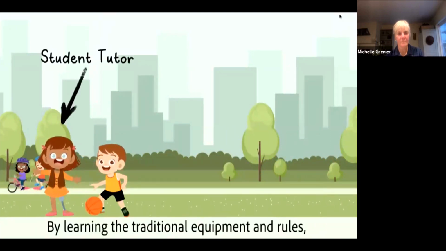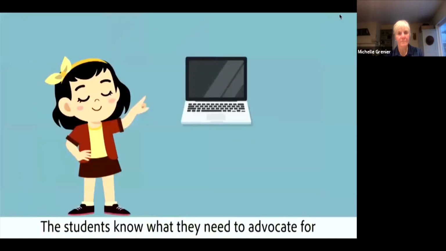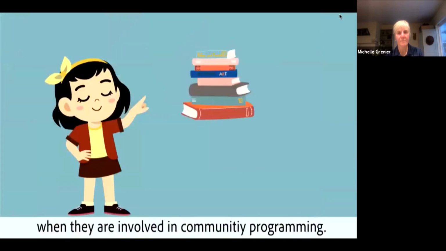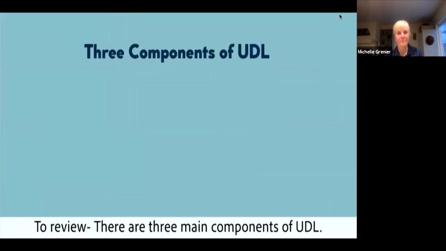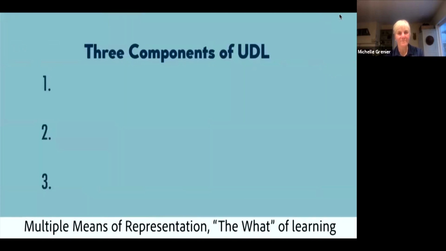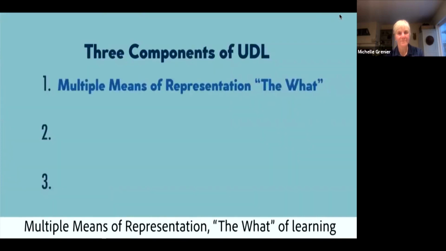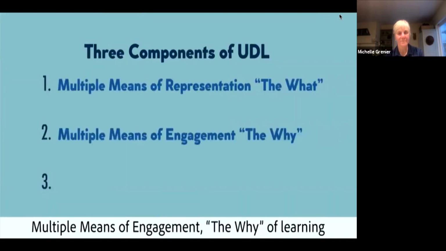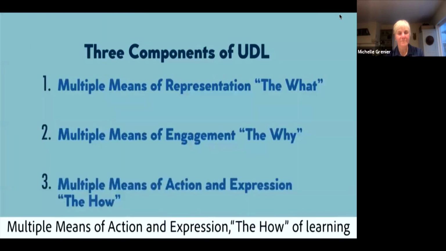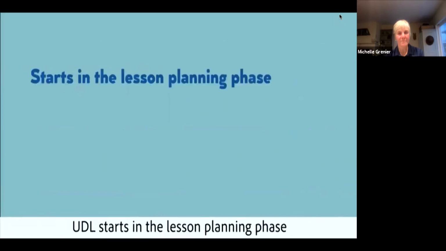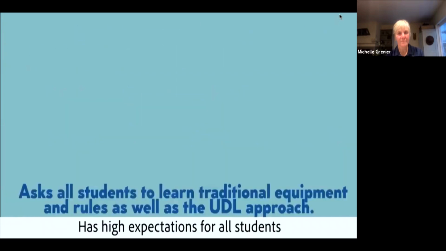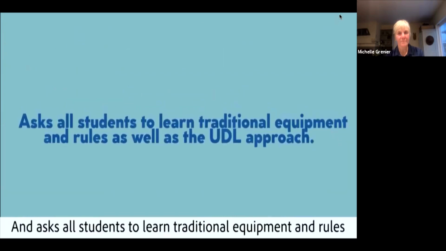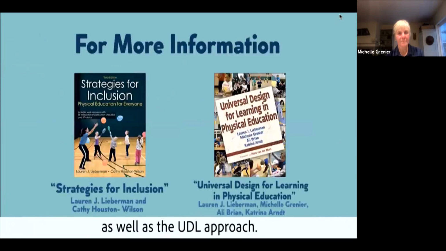By learning the traditional equipment and rules, the students know what they need to advocate for when they are involved in community programming. To review, there are three main components of UDL: multiple means of representation, the what of learning; multiple means of engagement, the why of learning; multiple means of action and expression, the how of learning. UDL starts in the lesson planning phase, has high expectations for all students, and asks all students to learn traditional equipment and rules as well as the UDL approach.